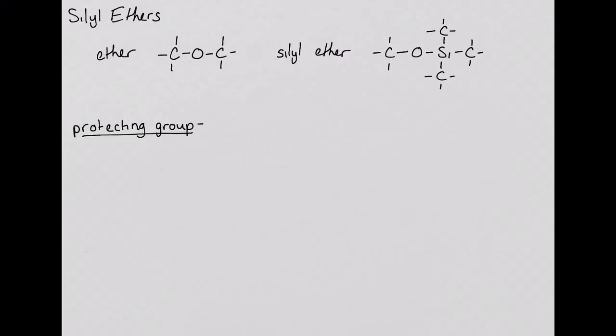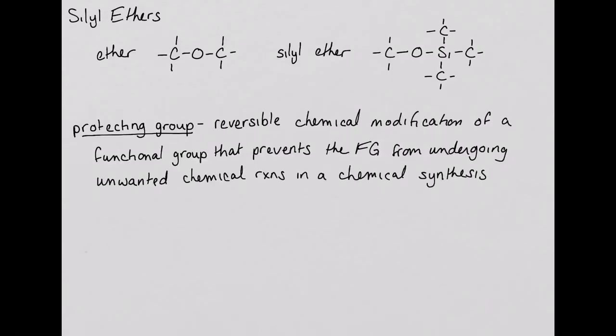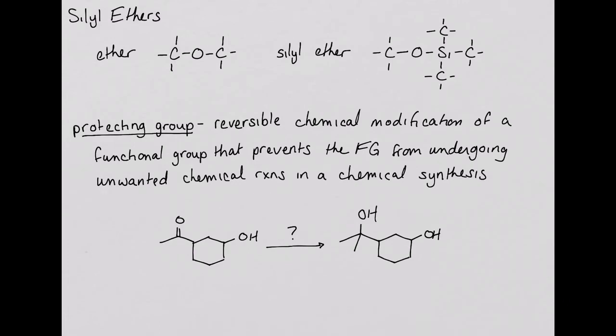A protecting group is a reversible chemical modification of a functional group that prevents it from undergoing unwanted reactions in a chemical synthesis. Let's look at an example. Say you want to carry out this transformation. The transformation that is occurring here is from the Grignard addition to the ketone.